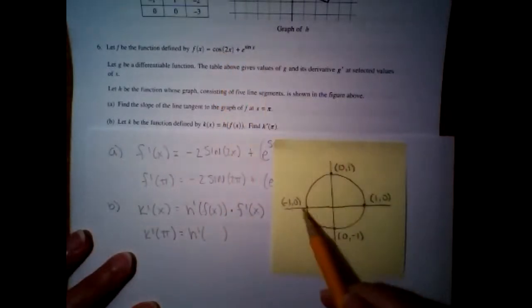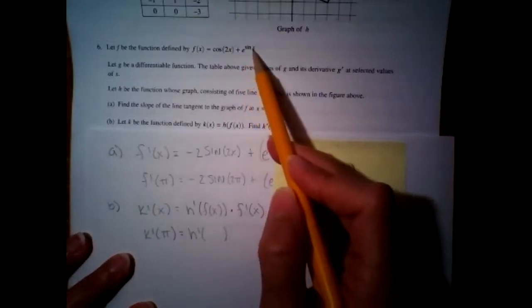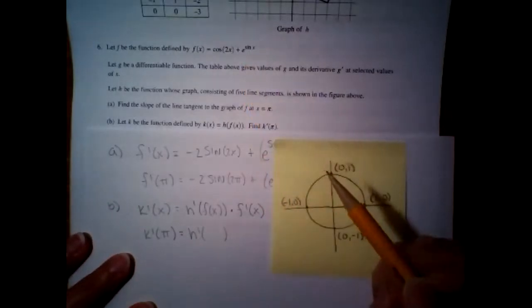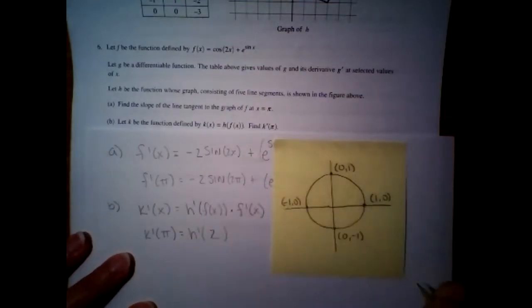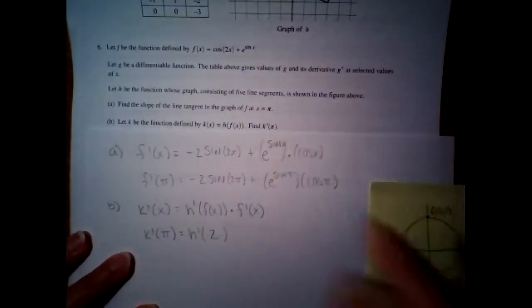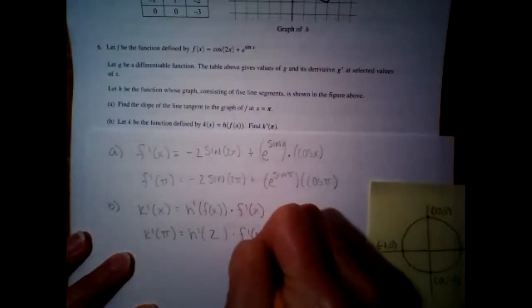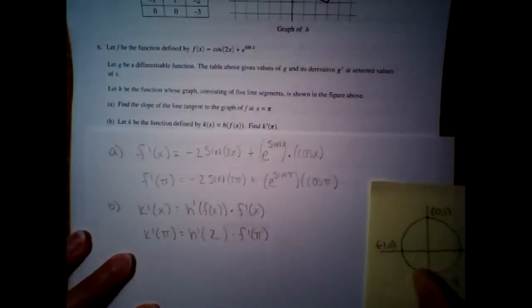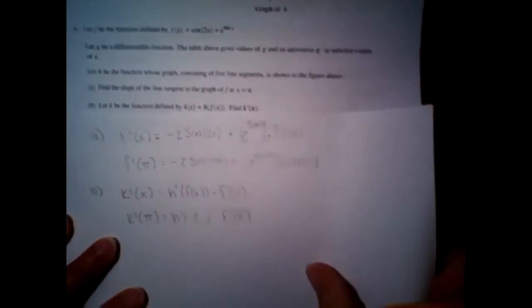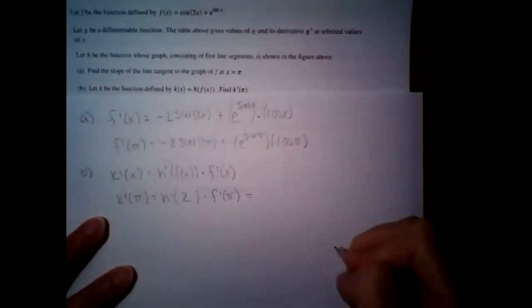Sine of pi is right here. Sine is the y value, so that's 0. E to the 0 power is 1. So we'd have 1 plus 1, which is 2. So that'll be h prime of 2, and then times f prime of pi. So again, we're still plugging in pi for x. I'm not done with that unit circle. I think I'm going to have to simplify more of this down here.